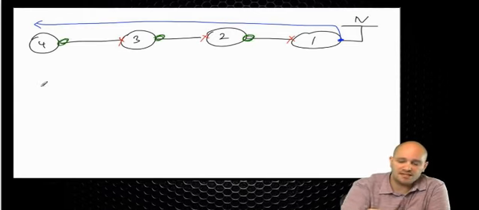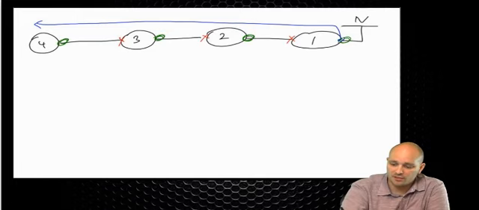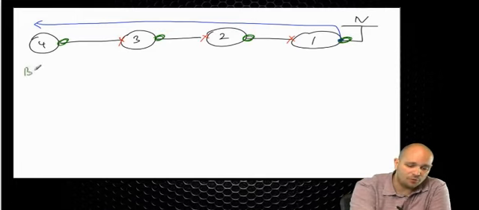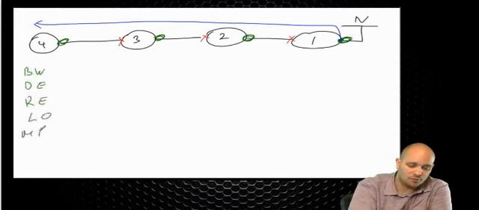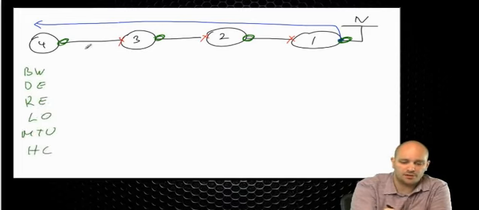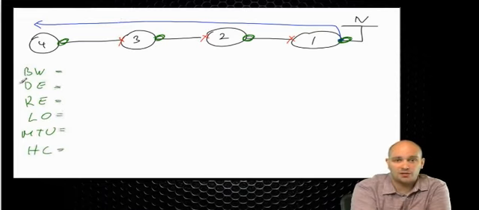Each of these interfaces here, and this one here, will have some value for bandwidth, some value for delay, some value for reliability, some value for load, some value for MTU. Now, hop count is easy enough to determine. So let's see which value of bandwidth will actually be in use.